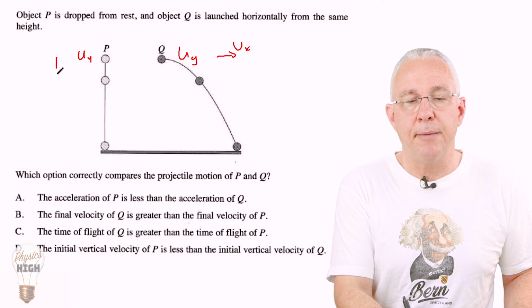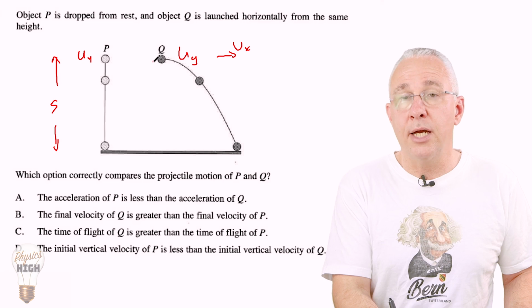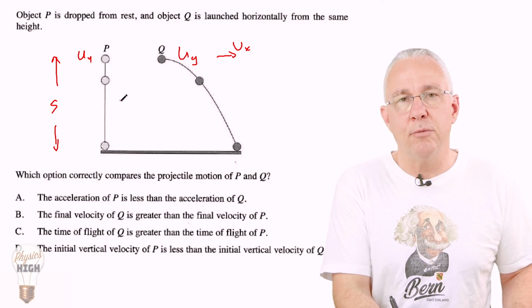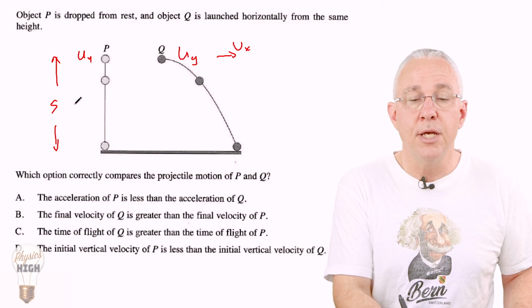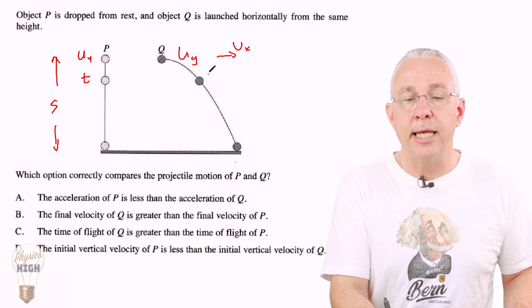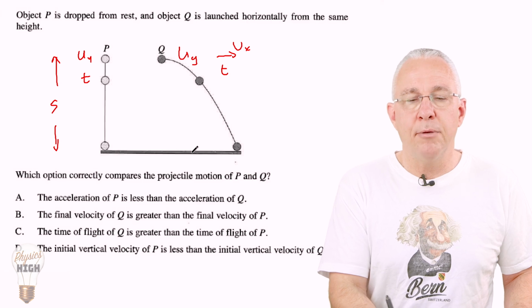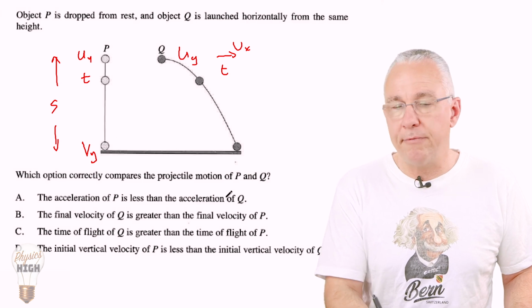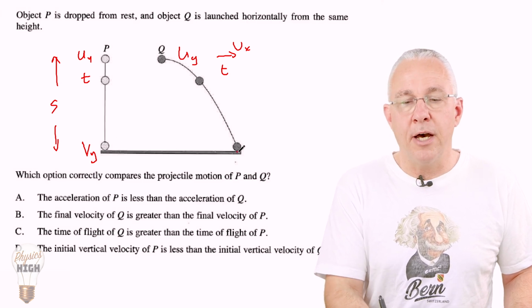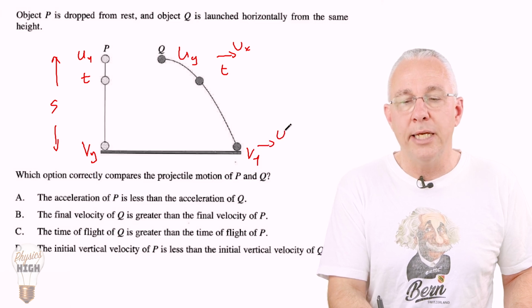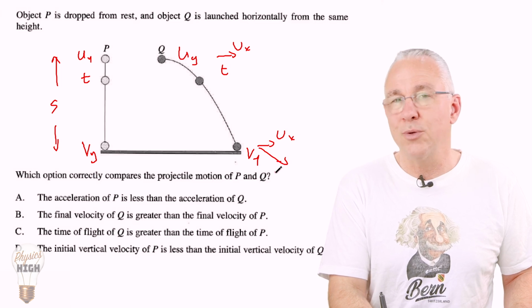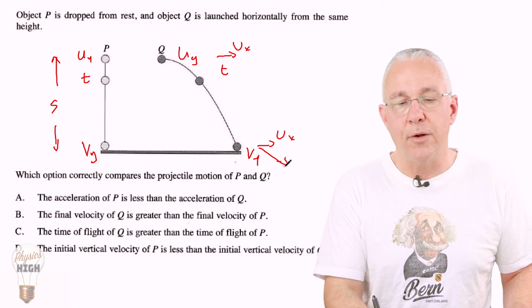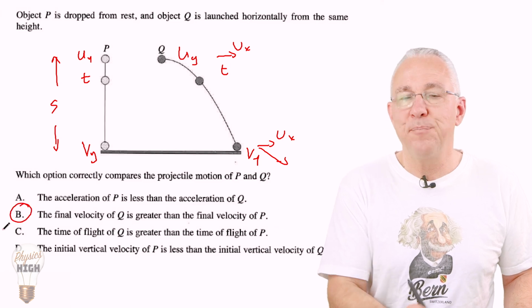Because they are dropped from the same height, S, the time it takes to drop is going to be the same, because remember, the vertical motion is independent of the horizontal motion. So both end up having exactly the same time to reach the ground. When it lands, the final velocity of y is only going to be that vertical final velocity for P. For Q, the final velocity is also vertical down, but we still have our initial velocity horizontally, which gives us a larger overall final velocity, which means our answer is B.